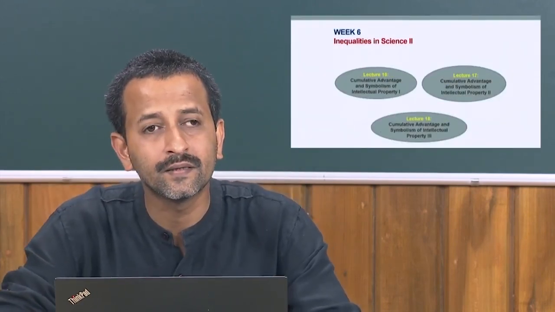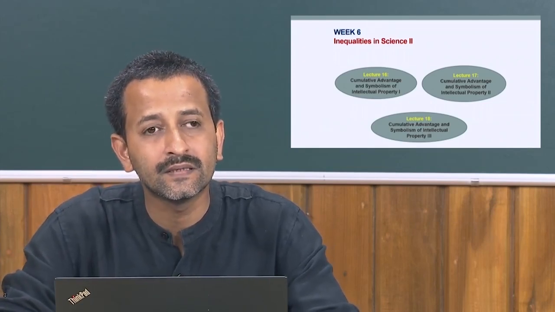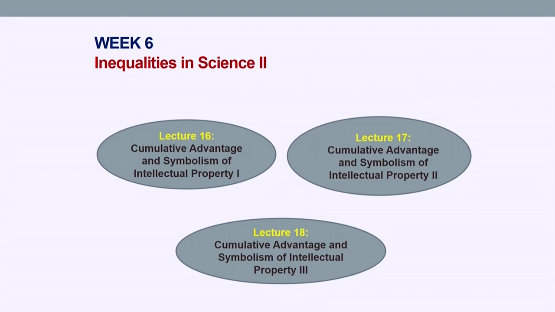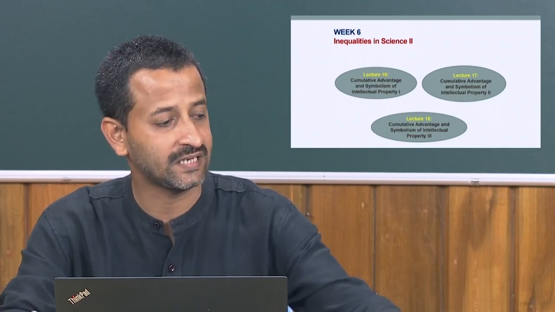In the sixth week, we have discussed the second part of inequality in science, again the Matthew effect, Mertonian reflection on the Matthew effect, to capture inequality in science in terms of cumulative advantage and the symbolism of intellectual property. What is this cumulative advantage? Cumulative advantage in science refers to the social processes through which various kinds of opportunities for scientific inquiry, as well as the subsequent symbolic and material rewards for the results of that inquiry, tend to accumulate for individual practitioners of science as they do also for organizations engaged in scientific work.